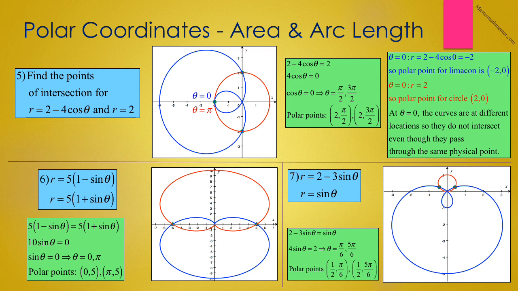We see our graphic confirmation. Our 2 points of intersection are 1/2 unit from the origin at angles of 30 degrees to the x-axis. When theta is equal to 0 degrees, the circle is at the origin while the limacon is at the point (2, 0).